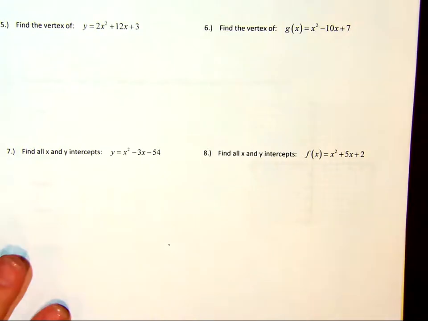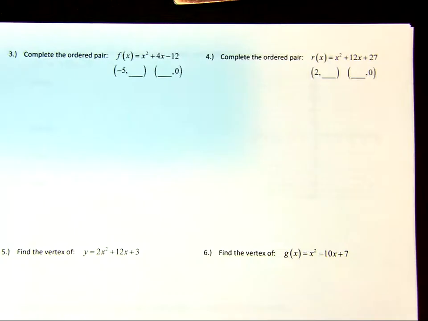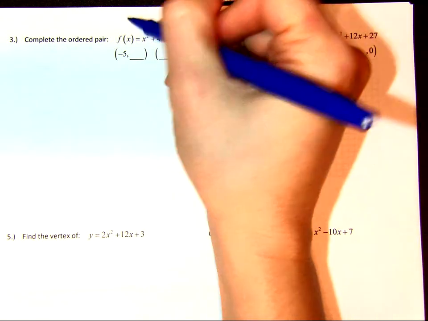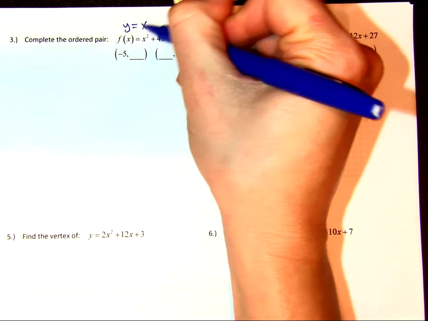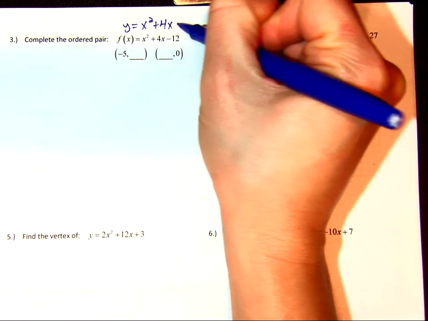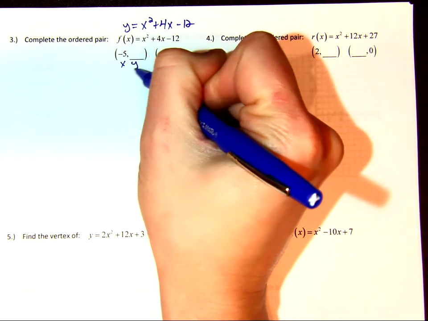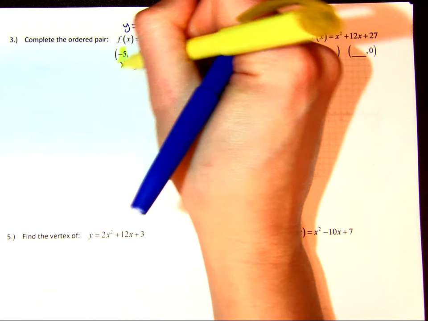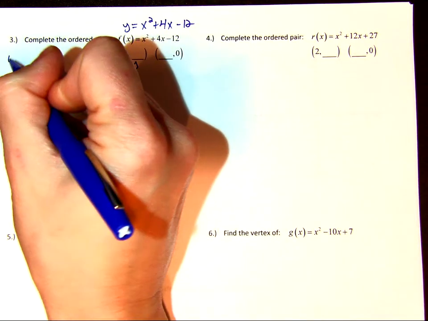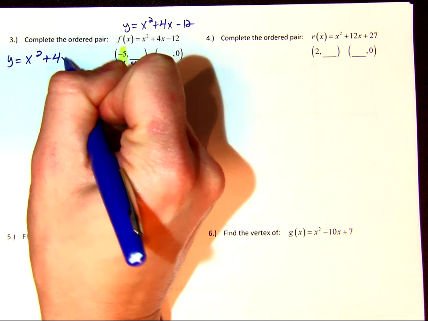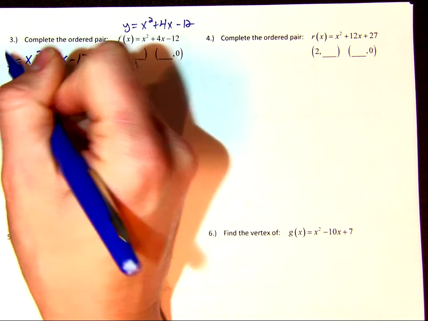On to the next one, which requires us to complete our ordered pair. So if we're going to go ahead and complete our ordered pair here, the idea is, remember, f(x) is a fancy way of saying y. So this is really y equals x² plus 4x minus 12, right? And here, (x, y), they are telling you that the x is negative 5. So I'm going to use y equals x² plus 4x minus 12, and I'm going to put negative 5 in place of the x so that I can find my y.